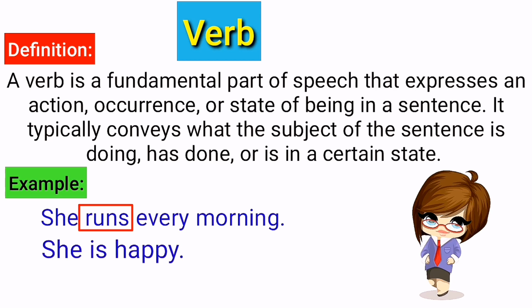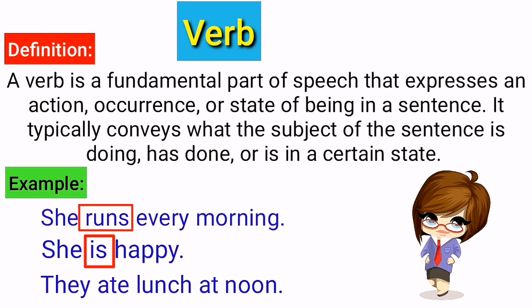She is happy. In this sentence the verb is plays a crucial role in expressing the state of being. The verb is a form of the verb to be, which is used to describe various states, conditions, and qualities of the subject. In this case, is indicates the current state of the subject, she, which is happy.